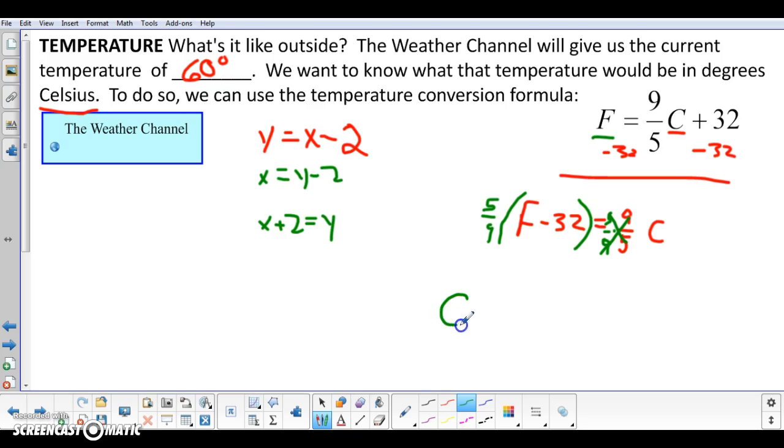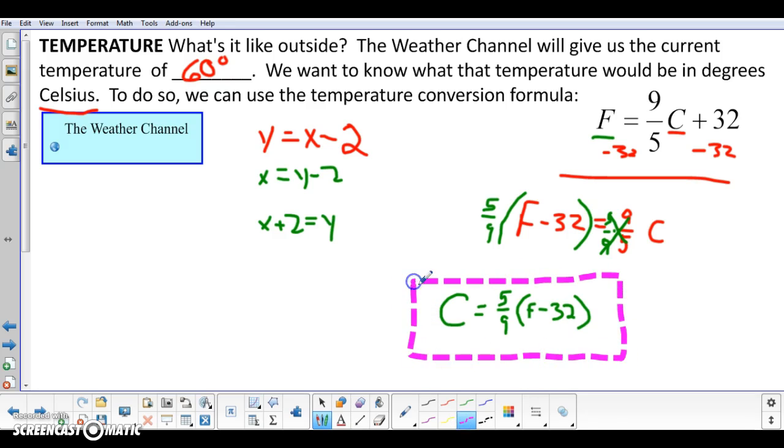So in the end, C, the Celsius temperature, is equal to 5/9 times F, whatever the Fahrenheit temperature is, minus 32. You could also, I suppose, have Googled that and found that answer without solving, but why wouldn't we solve when it's so much fun to do?